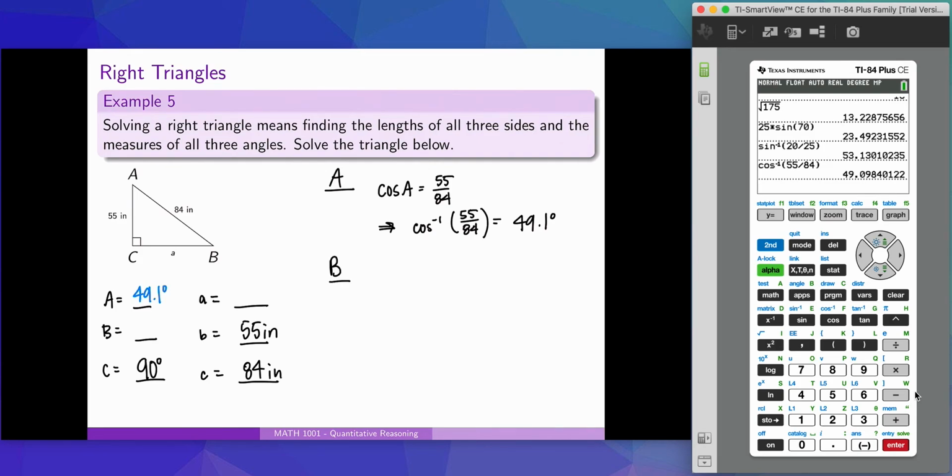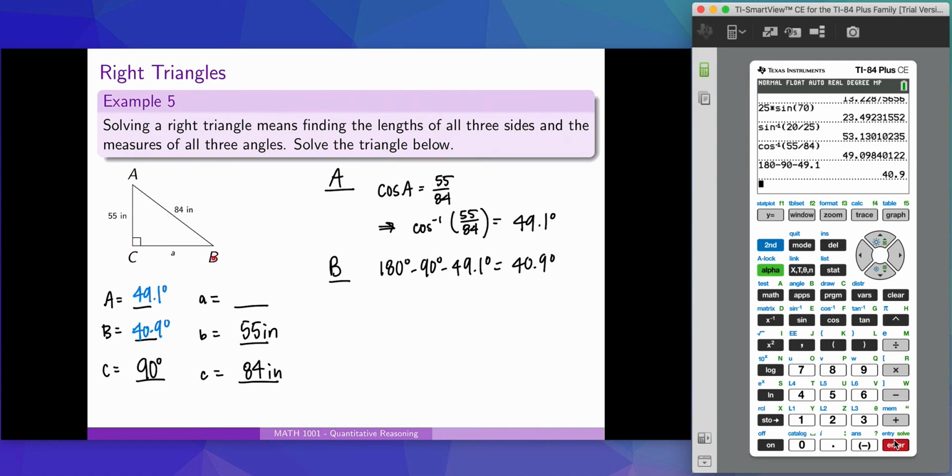Now angle B, we could do this a couple different ways. First of all, I know that all three angles should sum to 180. So if I take 180, subtract 90, and subtract 49.1, I should get the answer. So 180 minus 90 minus 49.1. So it should be 40.9 degrees.